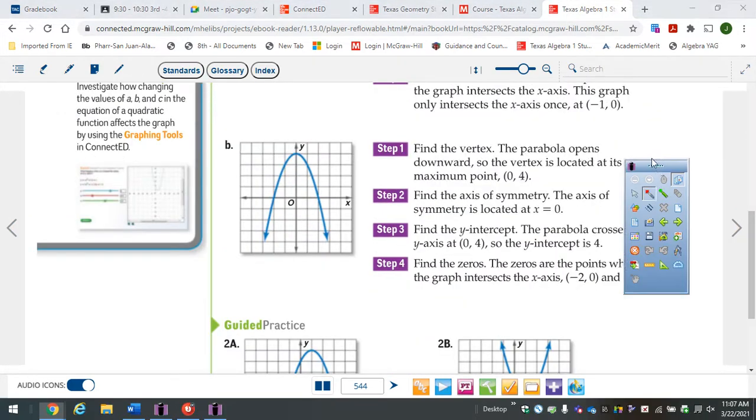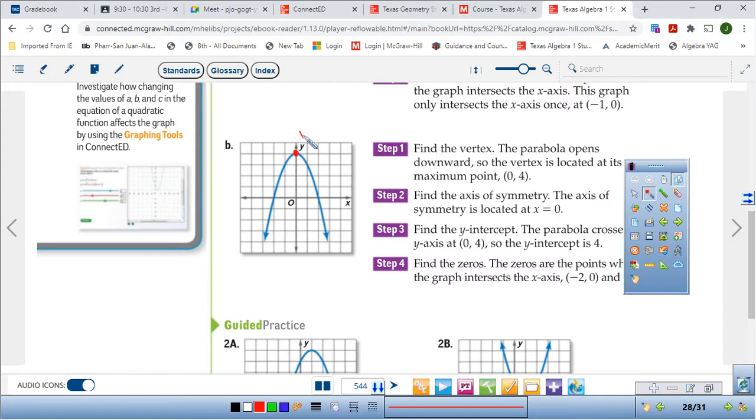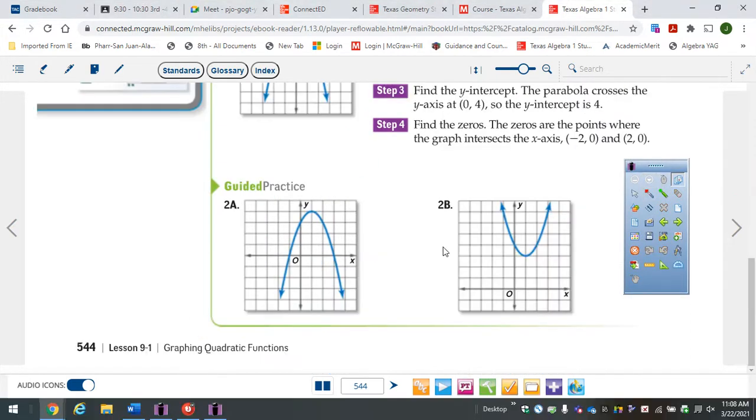Let's look at this one. This is my vertex. This is my axis of symmetry, which just happens to be the y-axis. This is a zero. This is zero, a root, a solution, x-intercept. This here is my vertex. This is also my axis of symmetry, the line going up and down. That's also my maximum. That's also my y-intercept, because that's where my graph crosses the y-axis. Pretty cool, right?